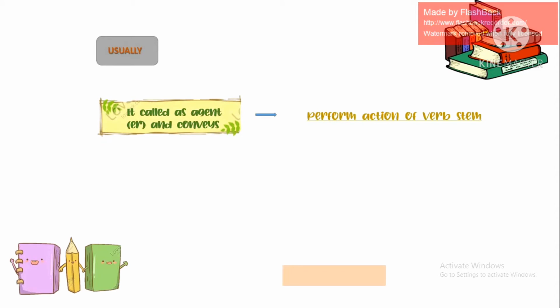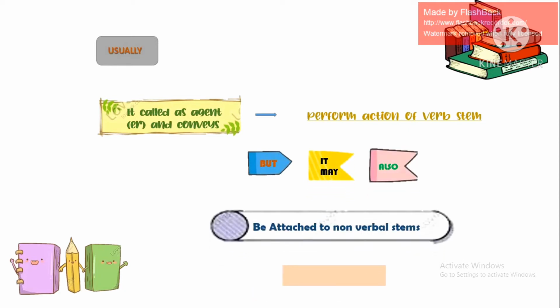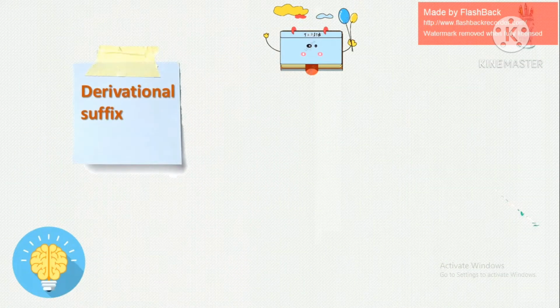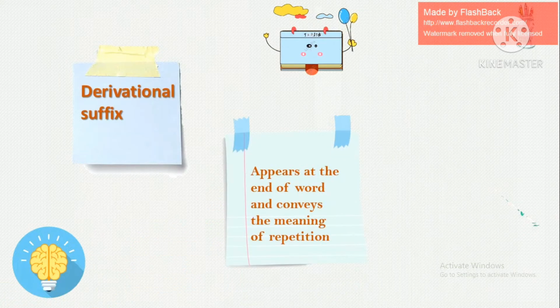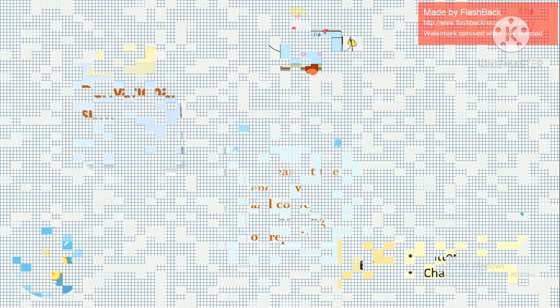Usually it is called -er and conveys one who performs the action of the verb stem. But it may also be attached to non-verbal stems, for example teenager. Derivational suffix. It appears at the end of the word and conveys the meaning of repetition. For examples, patter and chatter.